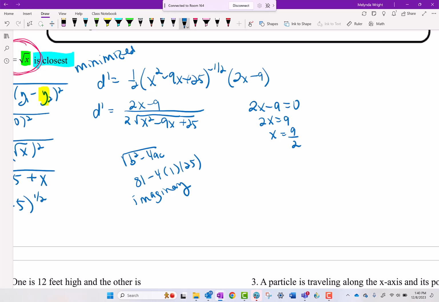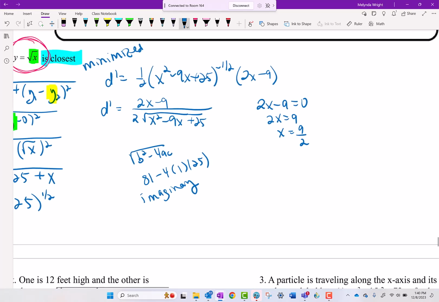And since that is the only critical number, 9/2, and since we don't have endpoints, I mean, it's kind of like, oh gosh, I only have one number. It really is, that is the point that's closest. Now that's the x value of the point.